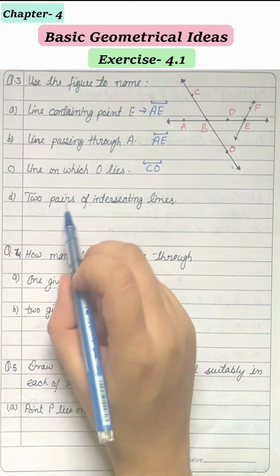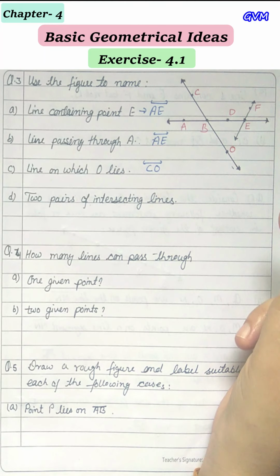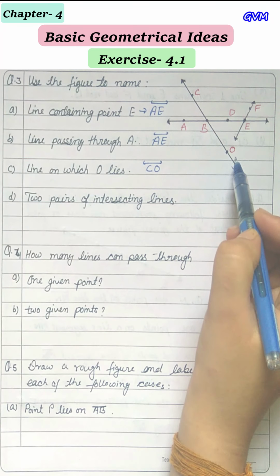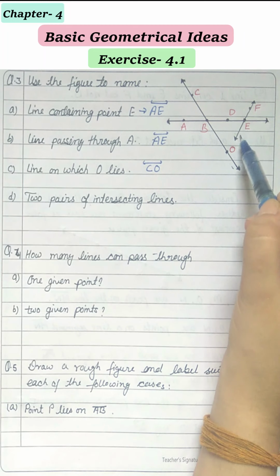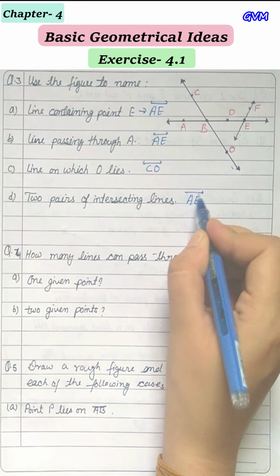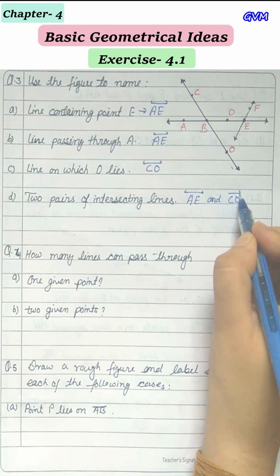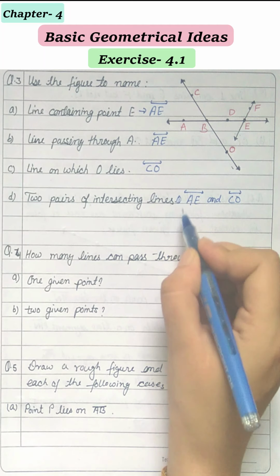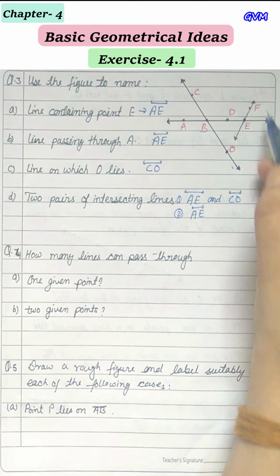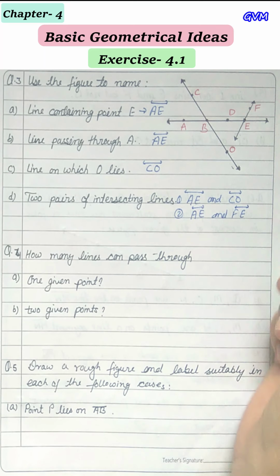Okay. Two pairs of intersecting lines. We have to tell which two pairs intersect each other. Okay, so the first pair is AE and CO, right, and the second pair is EF and AE. Okay, that means line AE and line CO. And number 2 we have line AE and line FE. These two pairs of lines are intersecting lines.